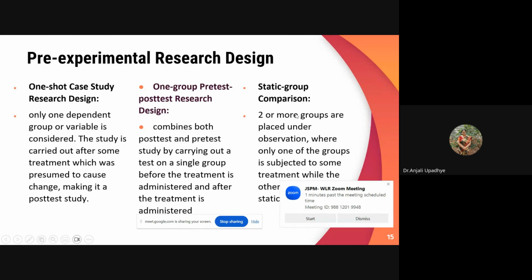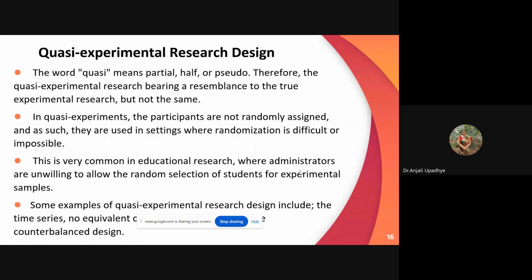A static group design means two or more groups are placed under observation. That is simply a placebo study. A placebo is given to a static group, and the other observations are done on an independent variable. That is a pre-experimental research design.